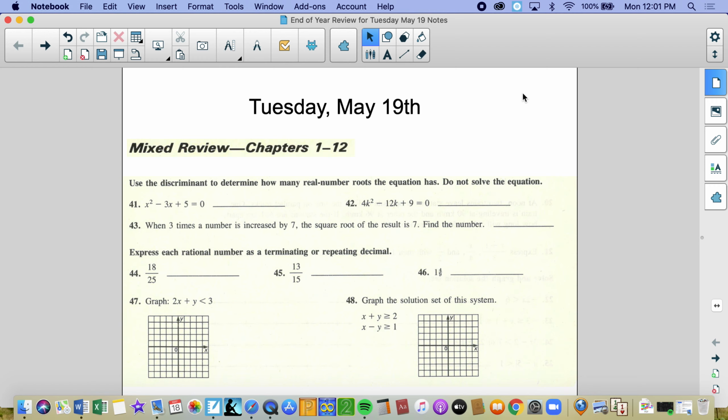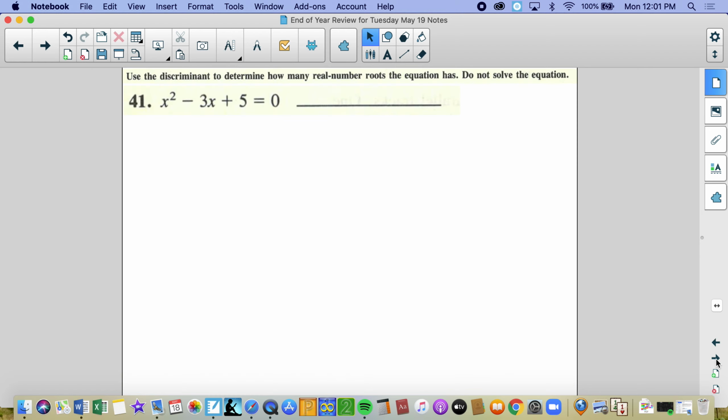So today we're going to continue with the mix review, chapters 1 through 12. We're going to do problems 41 through 48. Let's start off. It says use the discriminant to determine how many real number roots the equation has. Do not solve the equation.